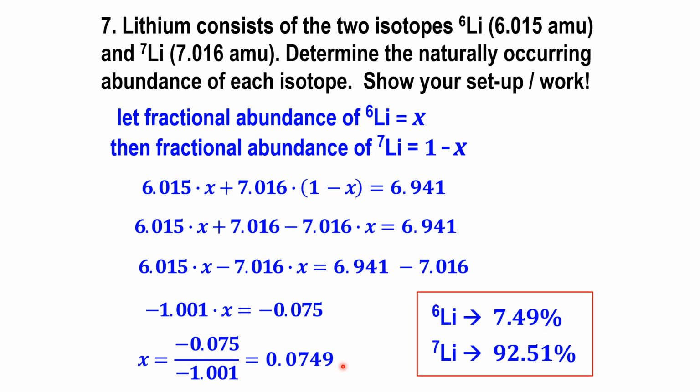Remember, you can pick any one of these isotopes to be X. So if you pick lithium-7 to be your X, the calculation through the algebra would equal 92.51% first. And then you would use the same steps, using 1 subtracting 92.51%, to get 7.49%.